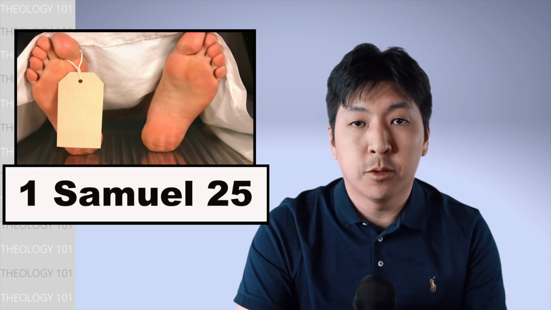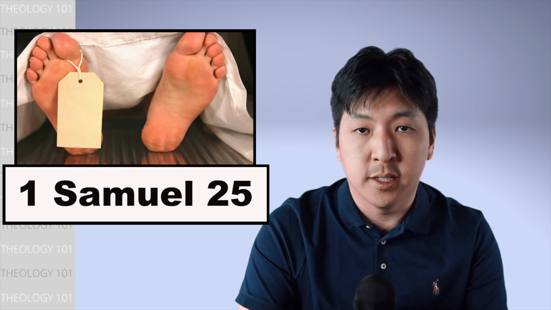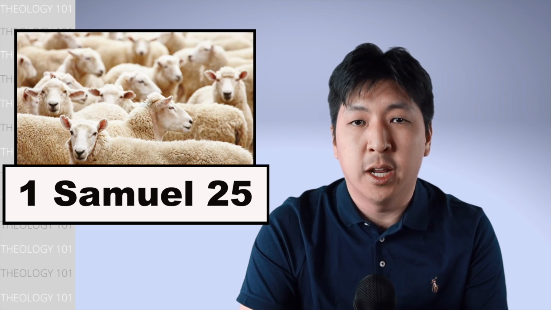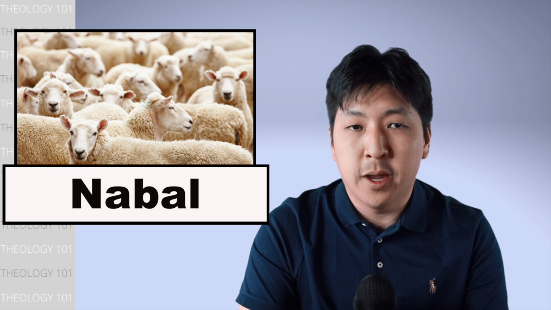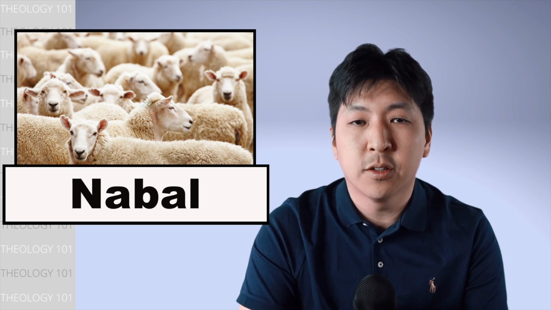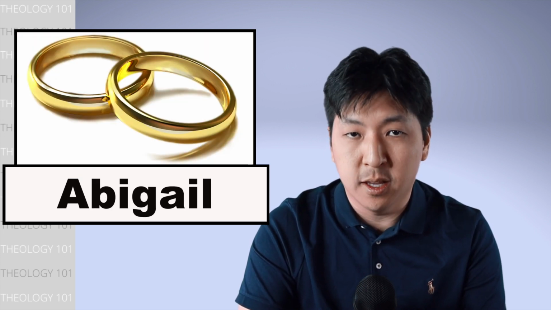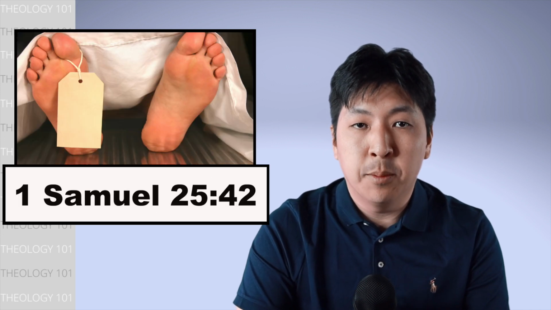Then in 1 Samuel chapter 25, Samuel dies, and David meets an evil shepherd named Nabal. David was mistreated by him, but does not retaliate because of the words of Nabal's wife, Abigail. Shortly after this incident, Nabal died, and David took Abigail as his wife.